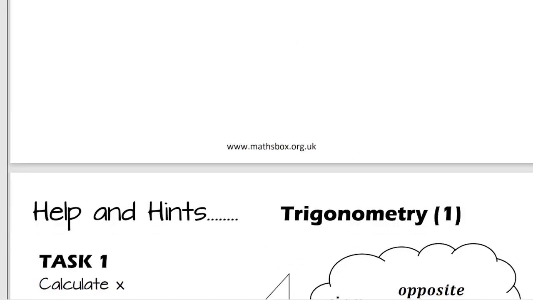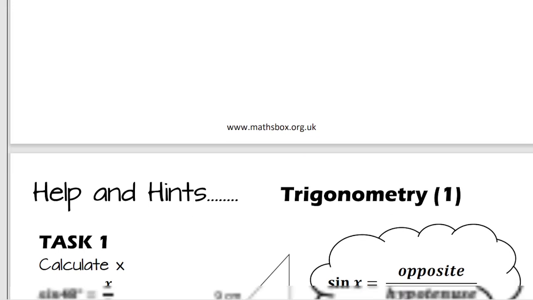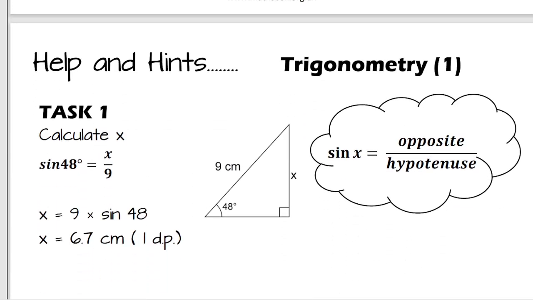So first one is, again, this is on your sheets for you to do today. If you can see task one, we've got an example there where we've got an x that we need to find. They give us 9 centimeters on the other side, and our size of our angle is 48 degrees. So I'm just going to talk through how I would answer this.